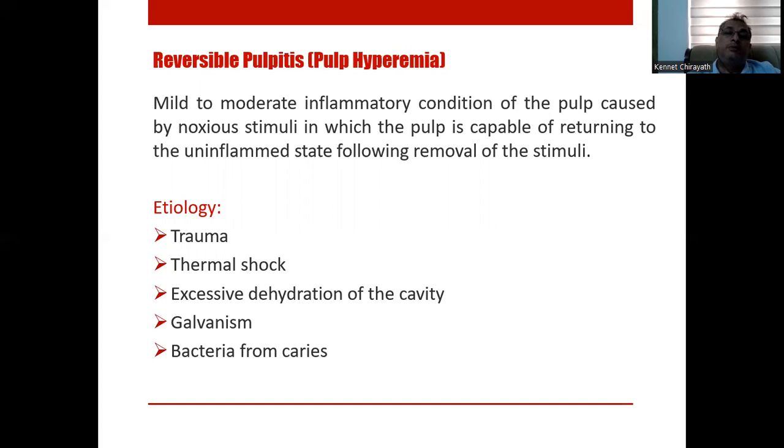So what is reversible pulpitis? The other name is pulpal hyperemia. It is a mild to moderate condition. When the stimulus is removed, the pulp can revert to the normal condition.